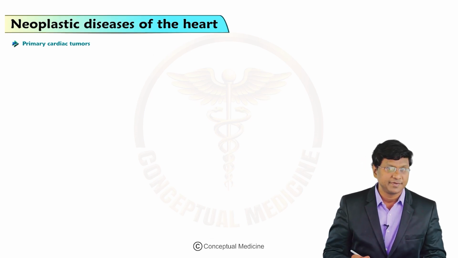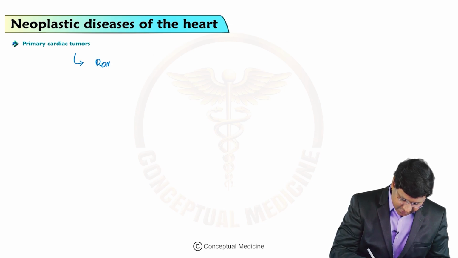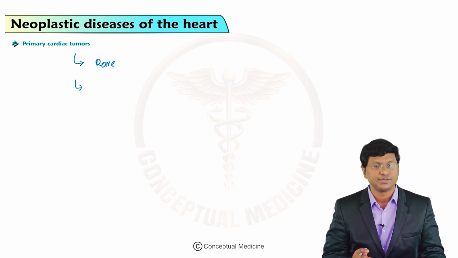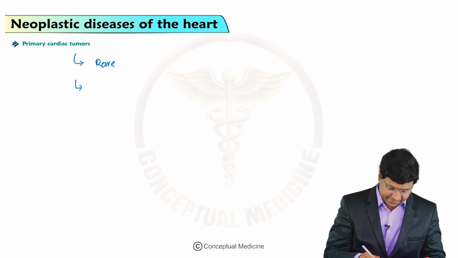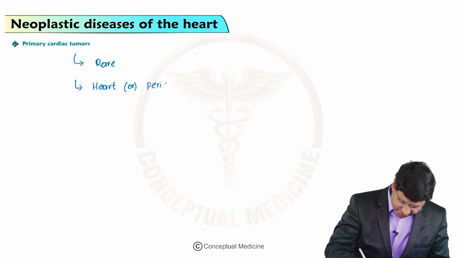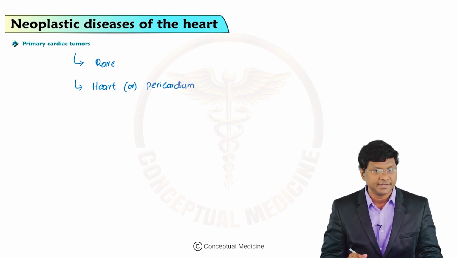If you take the primary cardiac tumors, these are very rare tumors, and they constitute only a small fraction of all tumors that involve the heart or the pericardium. These are the tumors which originate from the heart or the pericardium.